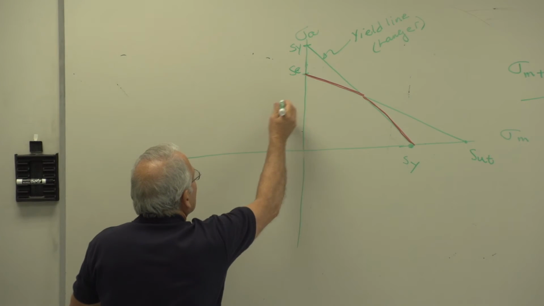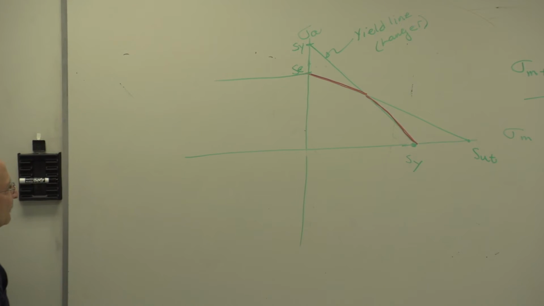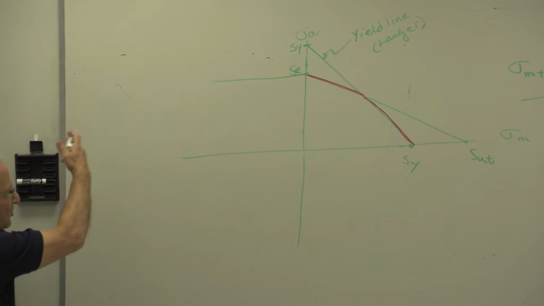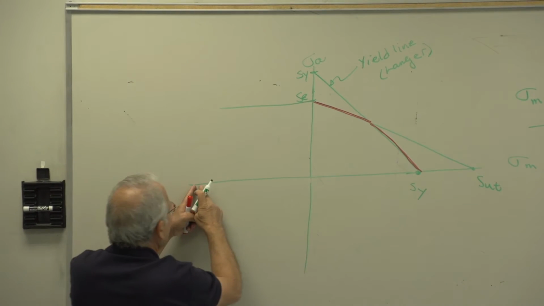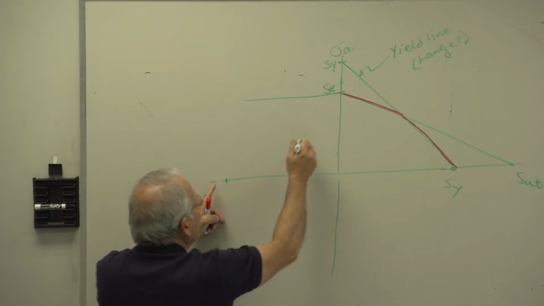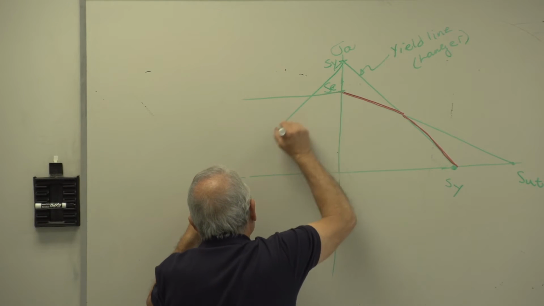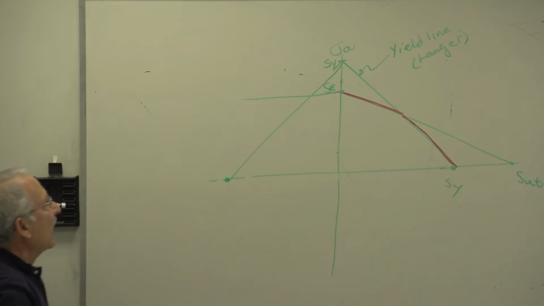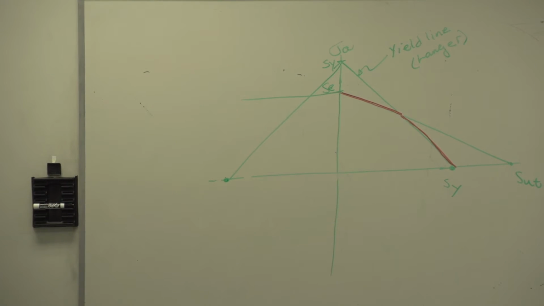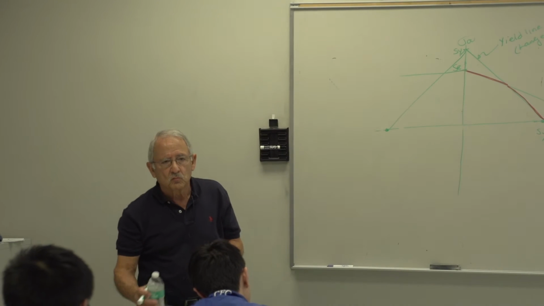The same thing on this side. With sigma M negative, of course there it's just a straight line like that. So we can pick off SY on this side too. Remember that yielding has nothing to do with tension and compression. It's a shear phenomenon. And therefore, whether you're applying a tensile stress or a compressive stress, doesn't matter. The material yields just as easily with SY.